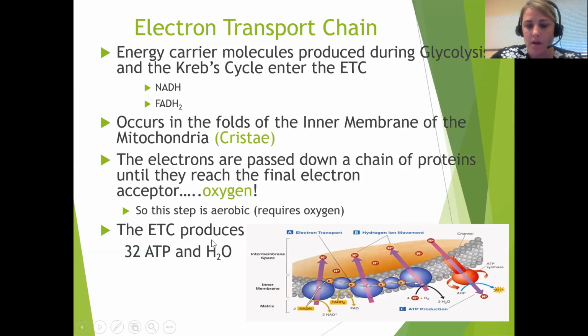So these were also electron acceptors. They were storing that energy, but oxygen is going to be our final electron acceptor. And so the electron transport chain is going to produce 32 ATP. So we're getting a significant amount of ATP, where we only saw 2 and 2 from glycolysis and Krebs cycle. And then we're also going to have water as a final product of cellular respiration as well.